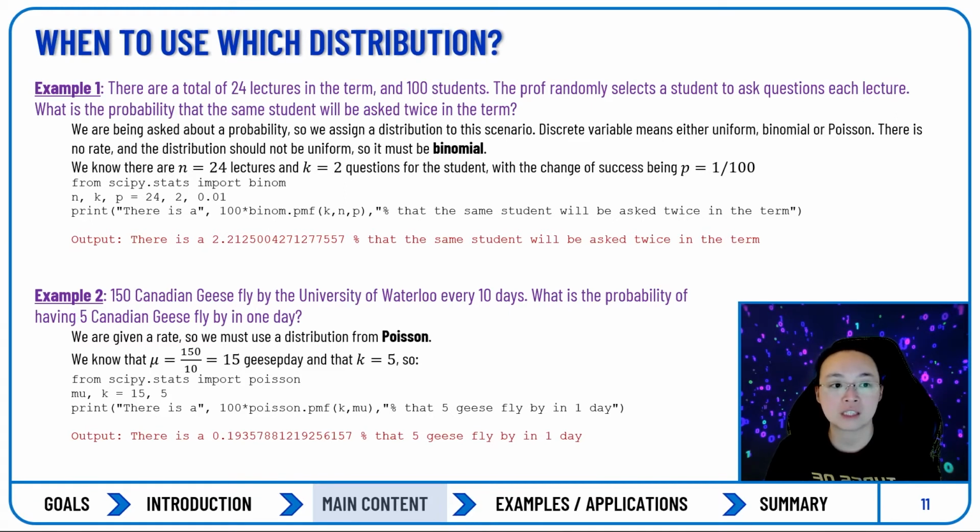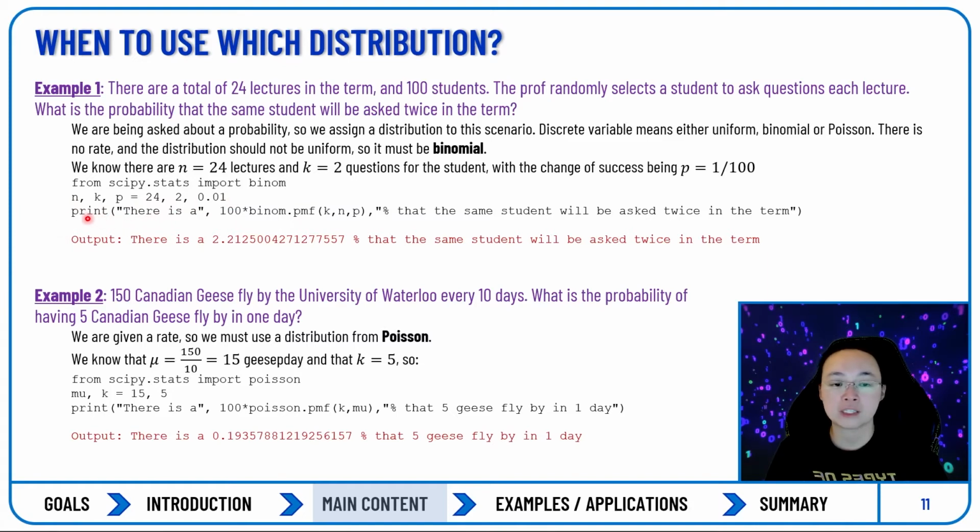So with a chance of success being 1 out of 100 students and a total of 24 trials, that gives me a binomial distribution. So we have n equals 24 lectures, k equals 2 questions for that student, and a chance of being successful 1 out of 100 each time. So how can we calculate this? We can simply import the binomial function from SciPy stats. We define each of these values. n is 24, k is 2, and p is 0.01.